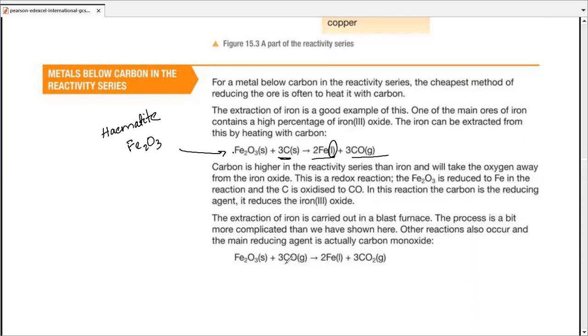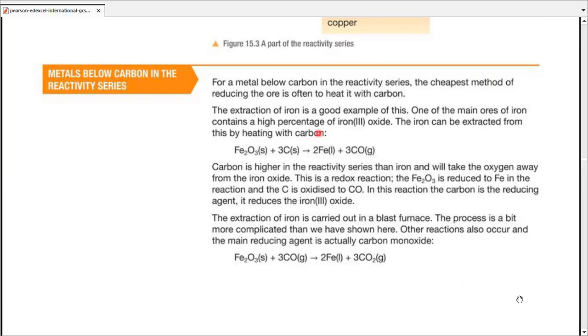We may even use carbon monoxide as the reducing agent. So we can use either carbon or carbon monoxide as reducing agents. In that case, we get the same iron in liquid or molten form, but we also get carbon dioxide. So we can reduce the oxides into pure metals by reacting them with either carbon or carbon monoxide. They act as reducing agents.